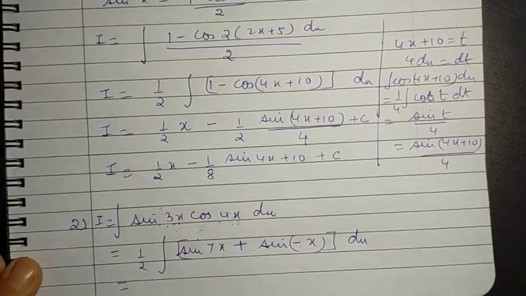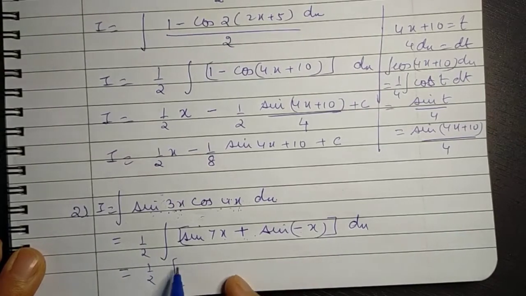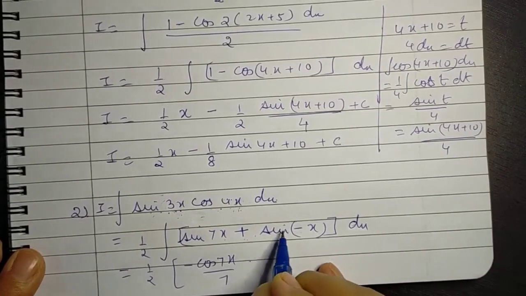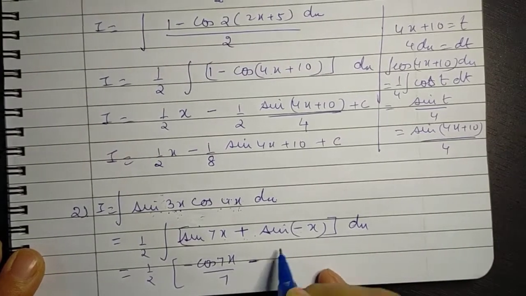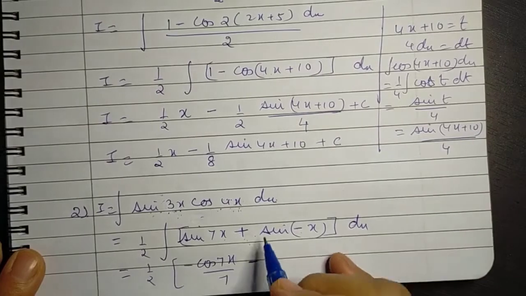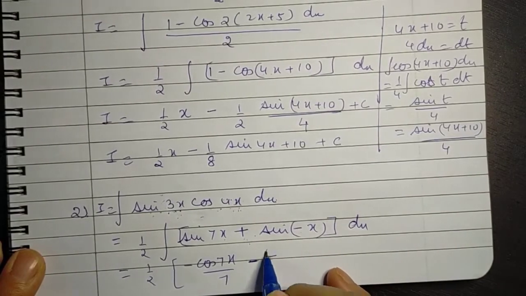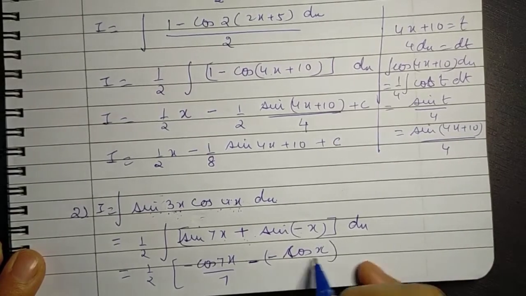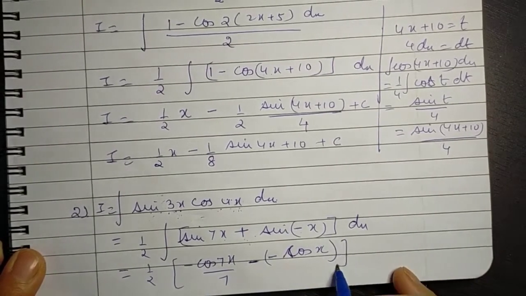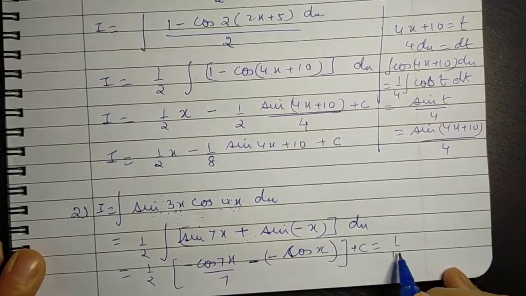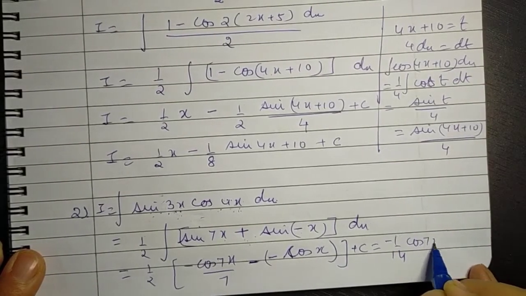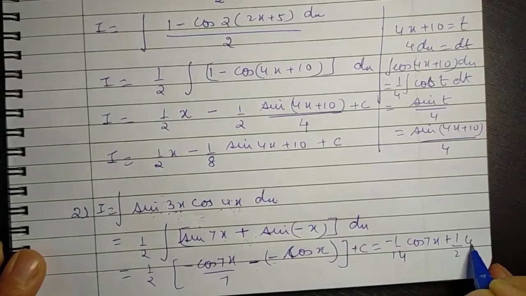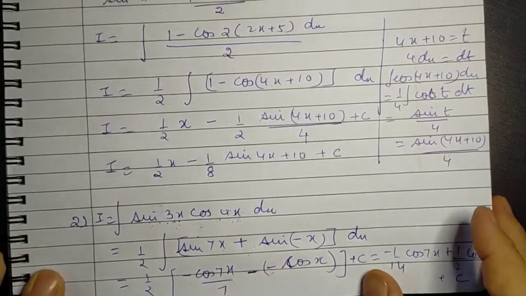So what do we get? Now this result comes out to be minus of cos 7x over 7, and this is already minus, so the minus comes outside, and minus of cos x is the result. So what do we get? Plus a constant. So the answer is 1 upon 14 cos 7x plus 1 upon 2 cos x plus a constant.